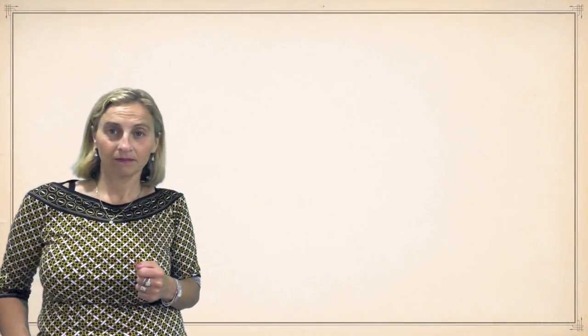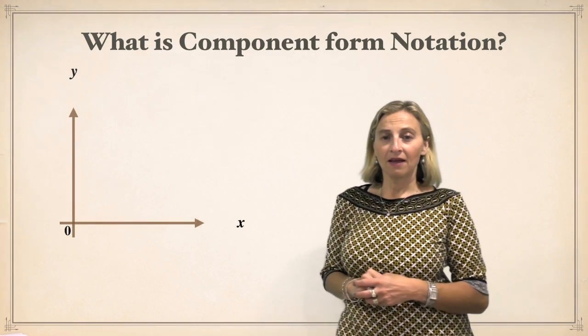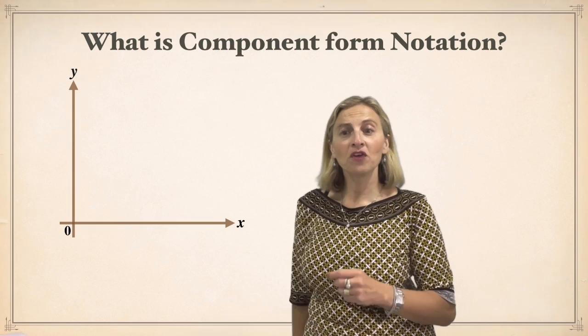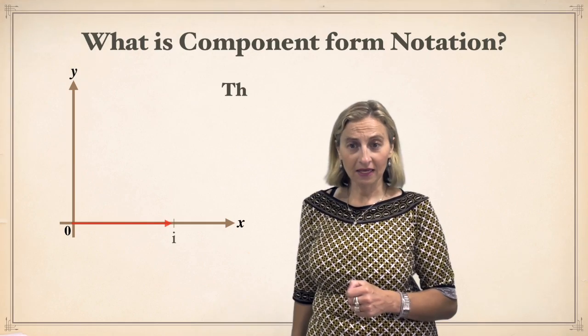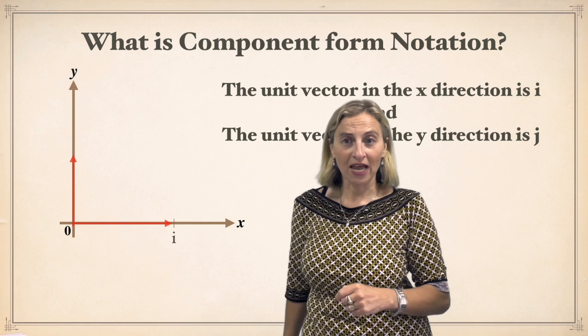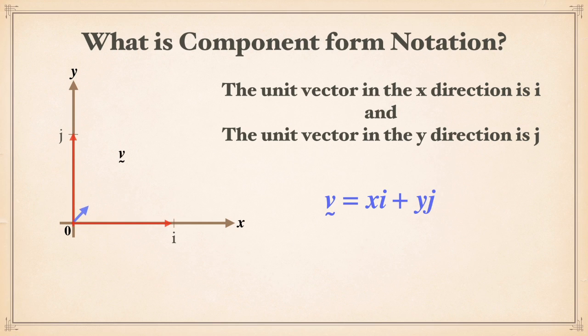Now, what is component form notation? Let's take a look. Here is an XY axis, and I'm going to have the unit vectors. The unit vector in the X direction is i, and the unit vector in the Y direction is j. So the vector v will be xi plus yj. Remember, this is just notation.